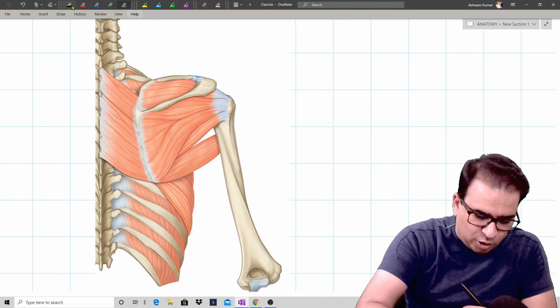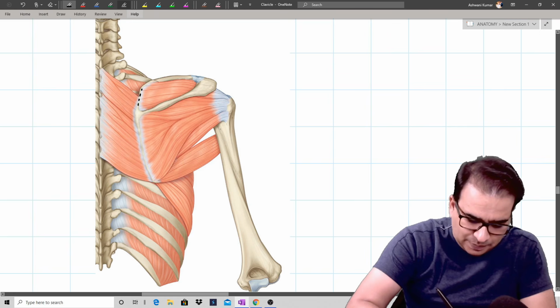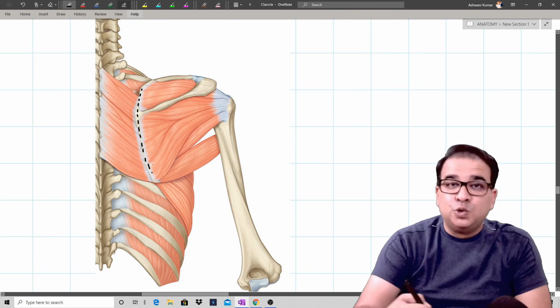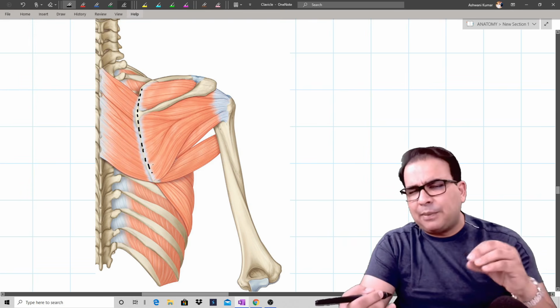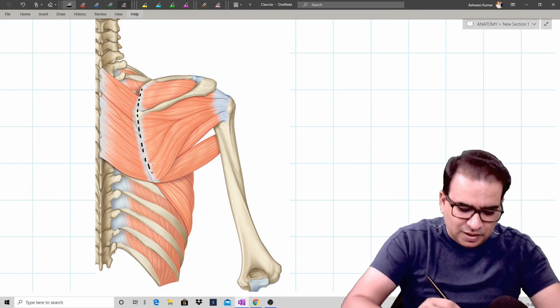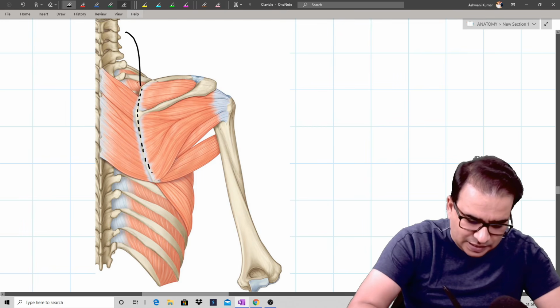So this here is the medial border of the scapula, right? This is obviously the medial border of the scapula, and we said the medial border of the scapula is known for insertions. So there will be a muscle inserting here, that is levator scapulae. It can't be seen here, levator scapulae is not shown. That will be coming like this, levator scapulae, and inserting somewhere here.